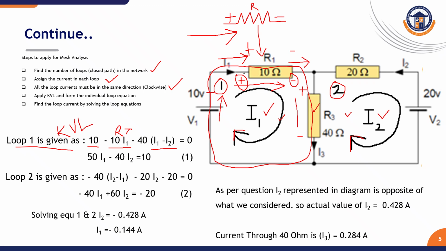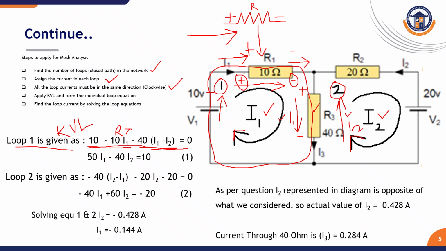Look at this: this is my I1, coming from top to bottom, and this is my I2, coming from bottom to top. Both currents are in opposite directions, so I represent it as I1 minus I2. The 40 ohm is the R value, so the voltage drop equals 0. This is the KVL applied in loop 1 to form the equation.